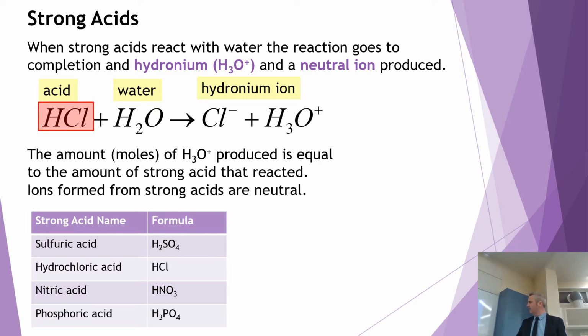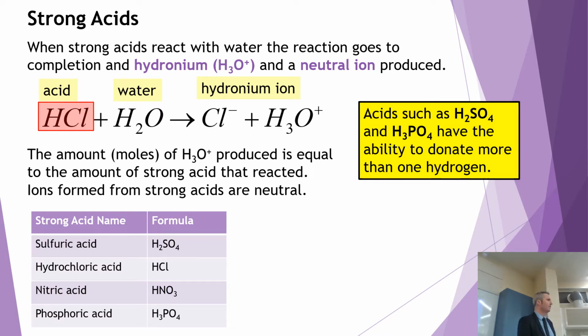One thing to notice about these strong acids, they all have an H on the left-hand side. Those H's are what are being donated, okay? And if we look at this SO4, this sulfate ion that's going to be produced is going to be a neutral ion because it's made from a strong acid. The nitrate ion is a neutral ion because it's made from a strong acid. And this corrected one here, this phosphate ion, is going to be a neutral ion because it came from a strong acid. So the ion produced from a strong acid becomes neutral.